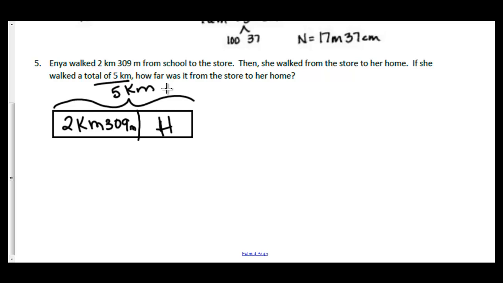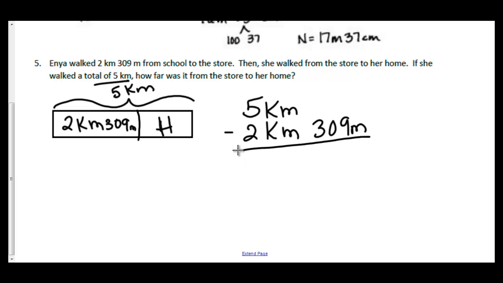So if I know the total, and I know this part, but I need this part, that means I'm going to use subtraction. So I've got 5 kilometers, and I'm going to subtract 2 kilometers, 309 meters. So I'm thinking, how am I going to take away 309 meters when I don't have any? Well, it's kind of like decomposing, isn't it? Could I come over here and decompose 1 kilometer and trade it for 1,000 meters?